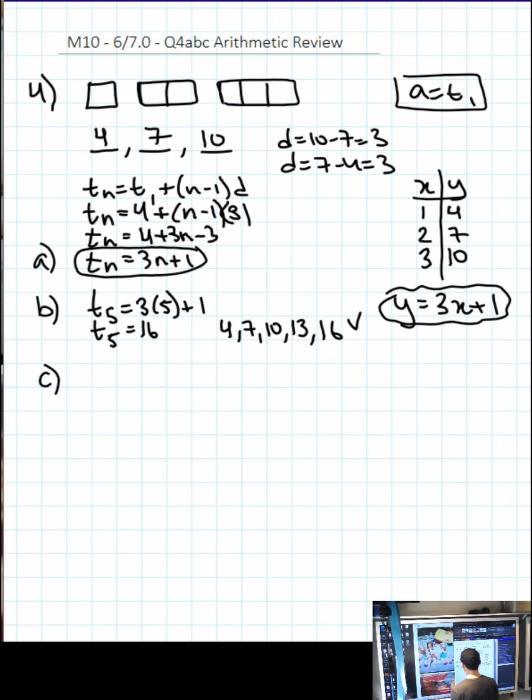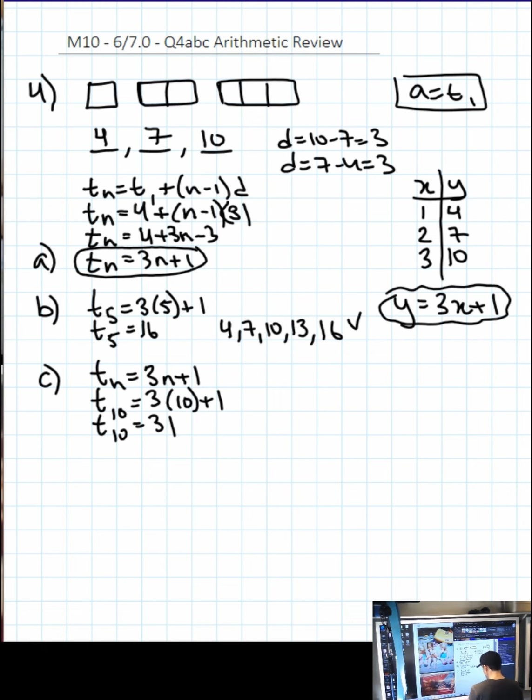C is find the number of toothpicks in the 10th diagram. So now we can write down the equation again. Tn equals 3n plus 1. Just this time we are substituting 10 in for n. So T10 equals 3 times 10 plus 1. Therefore, T10 is simply 31.